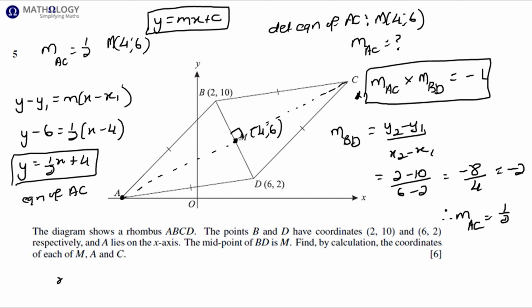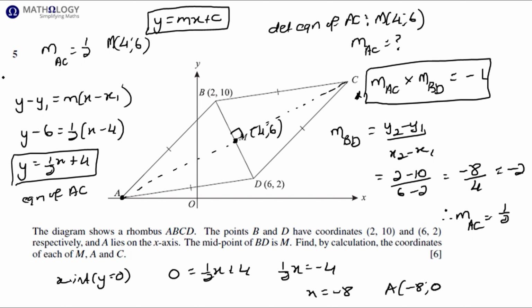Now we need to find the coordinates of A, and A is an x-intercept of that line segment AC. So for x-intercept, y equals 0. So 0 equals a half x plus 4. A half x equals minus 4. x equals minus 8. So A is the point (minus 8, 0).